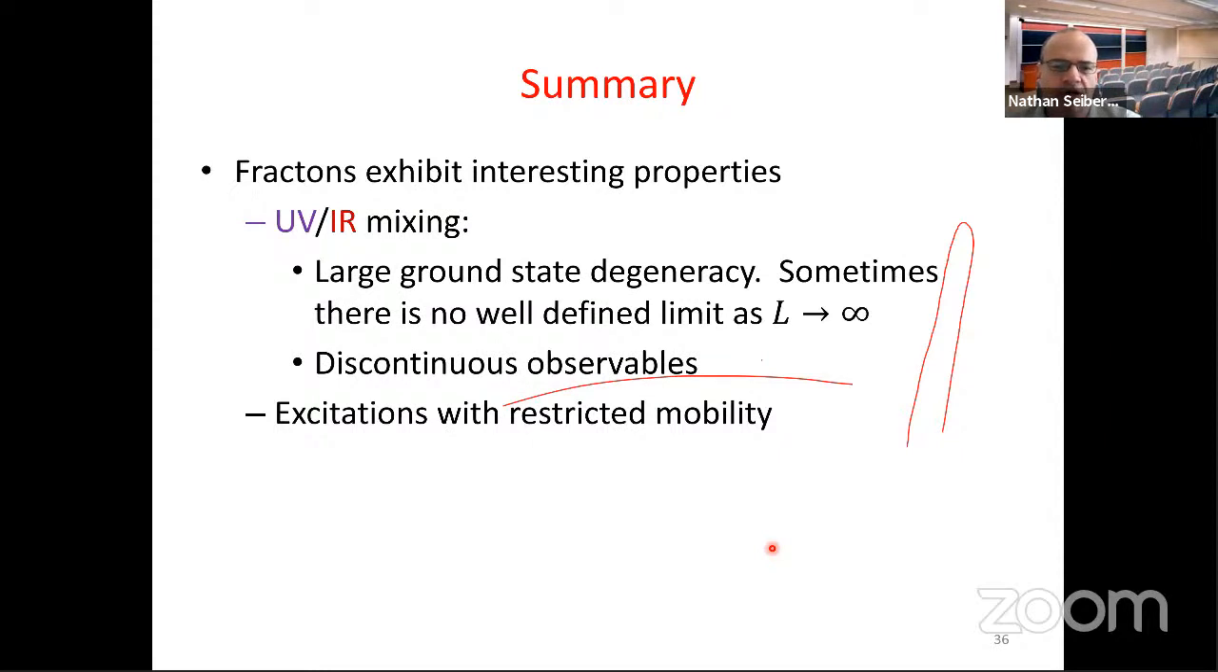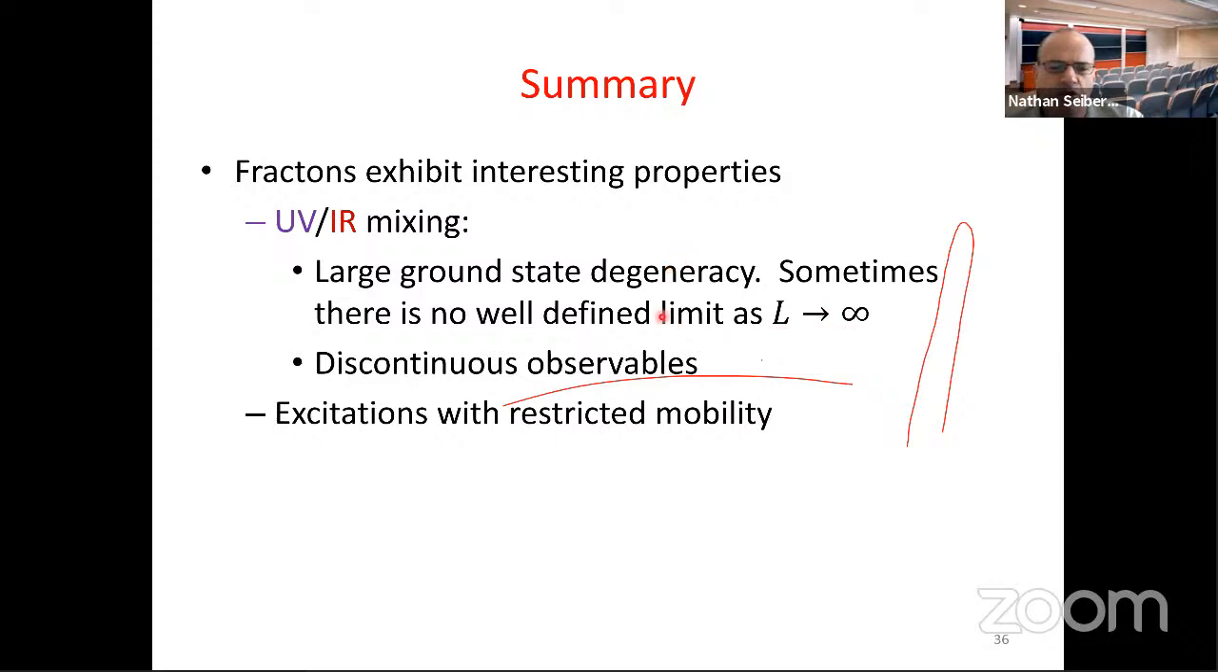The main phenomenon that I emphasized is the UV-IR mixing, this phenomenon of separation of scales, which is so common in quantum field theory, and which is also very common everywhere in science. This is not present in all these examples, both in the examples coming out of string theory that I did not discuss in detail, and in the example coming out of these fractals. We saw a large ground state degeneracy. The number of ground states grows with the number of sites, so it depends on what happens at short distances. And sometimes the dependence on the size is so complicated that there isn't even a well-defined limit as L goes to infinity.